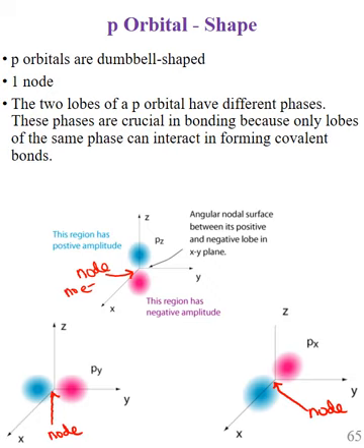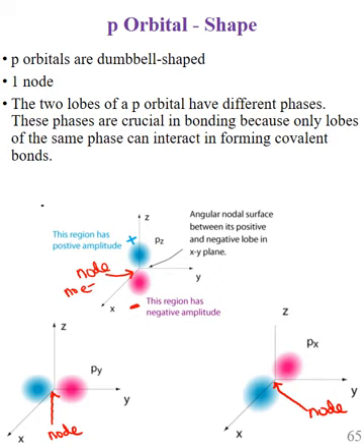Now there are two lobes associated with the p orbital, and they will have different phases. You have the positive phase and negative phase. The blue is representing the positive phase. The red, or the pinkish red color, is denoting the negative phase. The reason why we pay attention to the positive and negative phases is that these phases are crucial in bonding, because only lobes of the same phase can interact in forming covalent bonds.